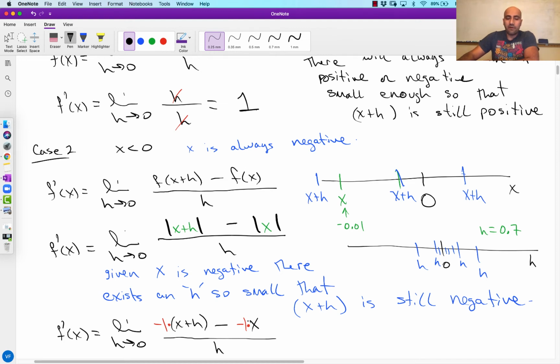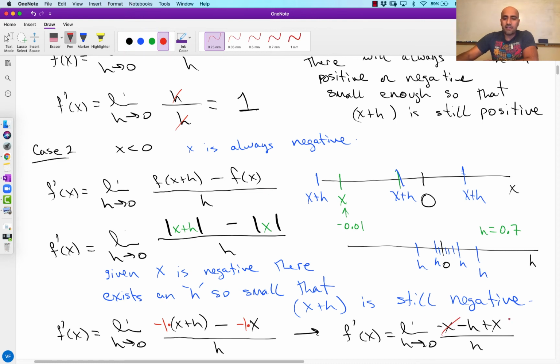Okay, so let's simplify that. Let's distribute. We get minus x minus h plus x. f prime of x equals the limit as h approaches 0 of minus x minus h plus x, all over h. Now the minus x and plus x cancel, and I'm left with a minus h over a positive h, which just gives you negative 1.